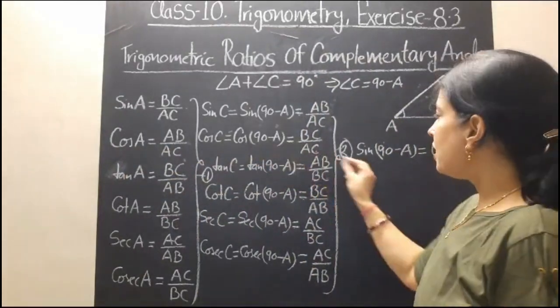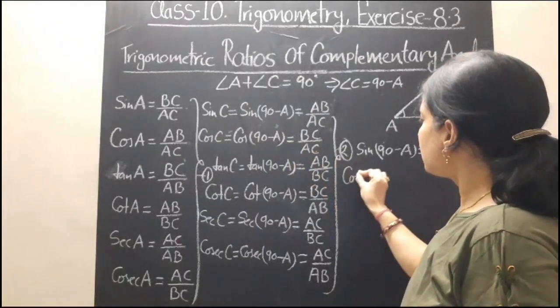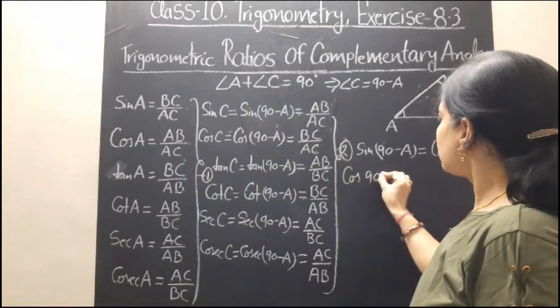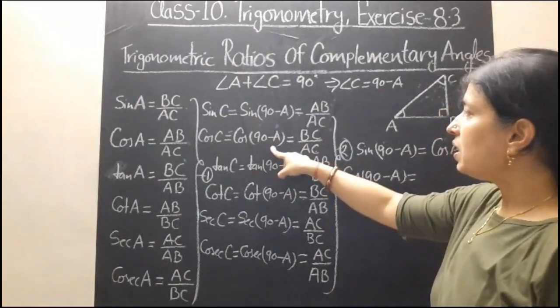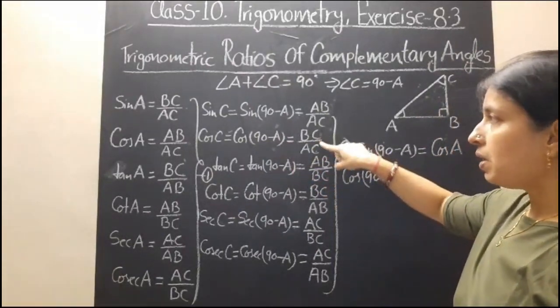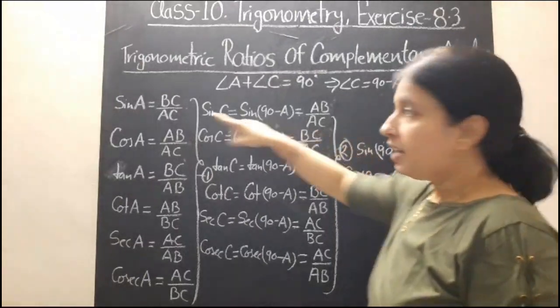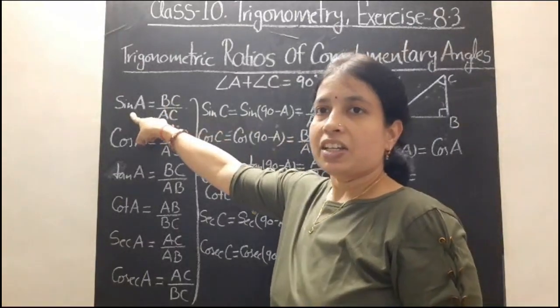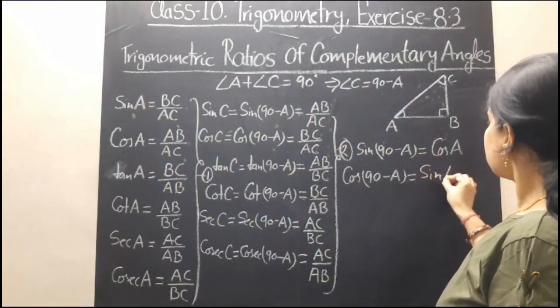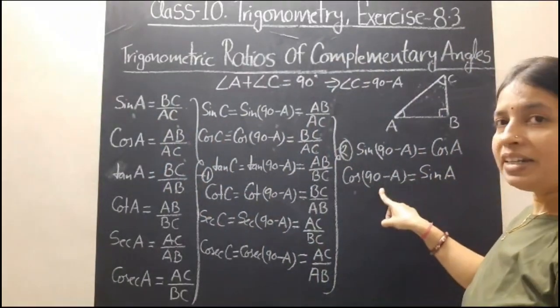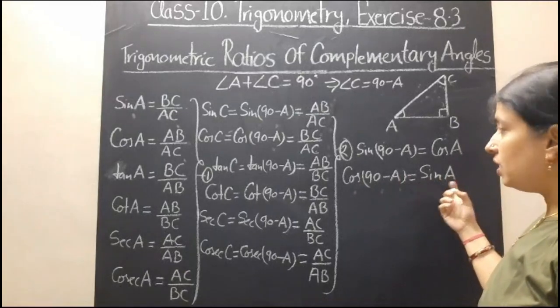Second one is cos 90 minus A. Cos 90 minus A is equal to BC by AC. And BC by AC is here sin A. So write here sin A. So cos 90 minus A is equal to sin A.